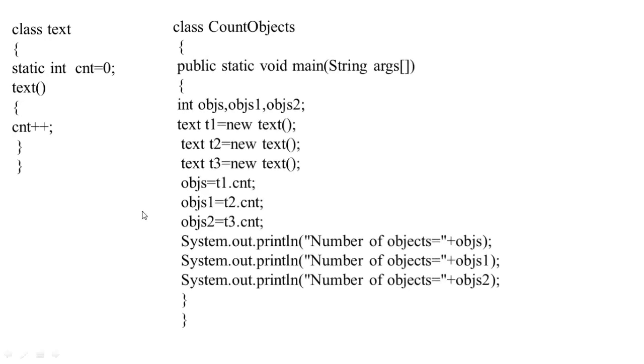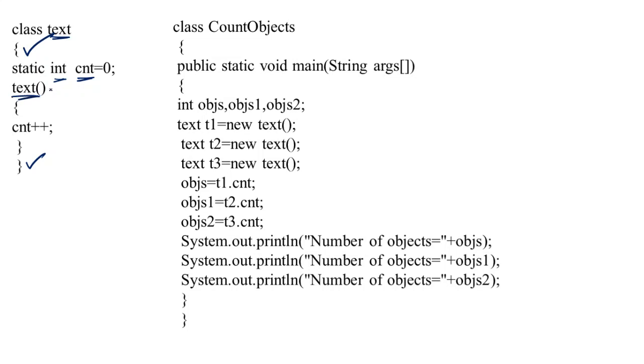Just see this one. Class name is Test. I am defining a class whose name is Test. This is the beginning of the class, and this is the ending of the class. In it I am declaring a count variable, cnt, whose data type is int, and I am keeping the static keyword. Therefore, cnt is a static variable whose data type is int, which is initialized with 0.